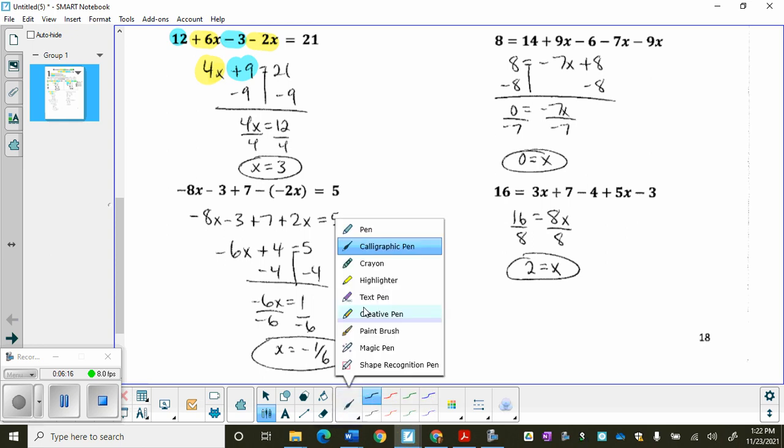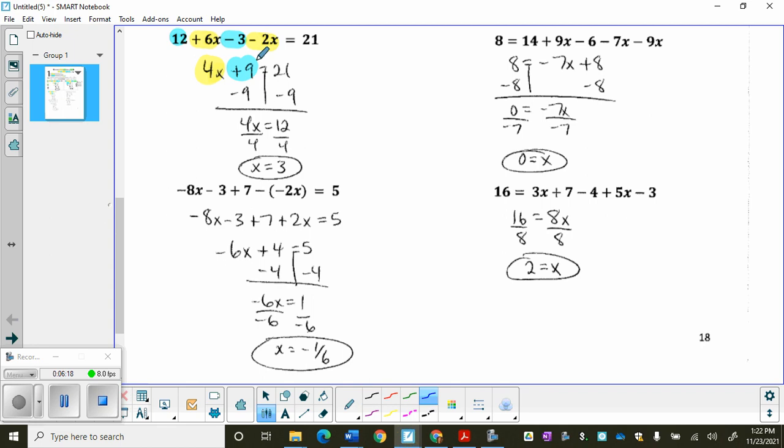And when I say drop the line, I basically mean we want to focus on the side that has the variable. So the variable is over here. We have a positive 9, so I'm going to minus 9 on both sides, and that cancels out. Now I've got 4x equals 12, because 21 minus 9 is 12. Now we're going to divide both sides by the coefficient. That cancels out. And here we get x equals 3.